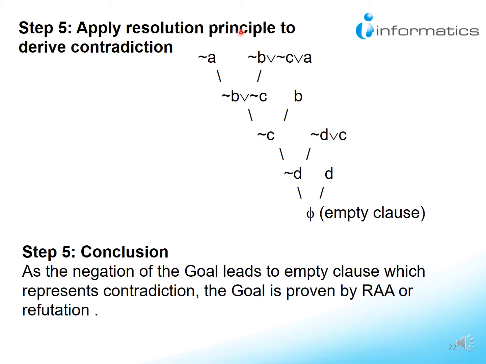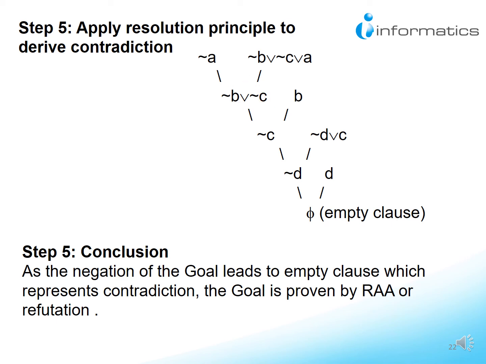Now we apply the resolution principle to derive a contradiction. We start from the negation of the goal, not A. So applying the resolution principle, we try to get rid of not A. How to get rid of not A? We find a clause with positive A. So not A and positive A cancel, and we get the resolvent not B or not C. Continuing, we want to get rid of not B, one at a time, and after that, get rid of not C.